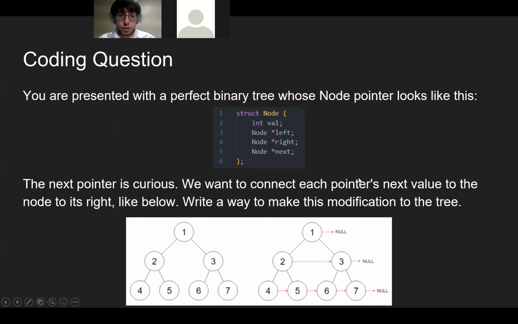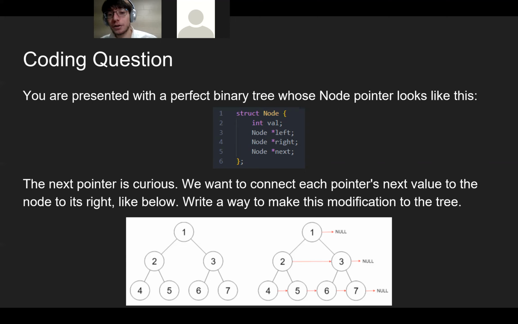So now let's look at a coding question. For a coding question, you're presented with, let's just do this coding question, right? We're presented with a perfect binary tree whose node pointer looks like this. You have a node, it has a value, it has left and right. So far, up until line 5, just a normal node class. But then there's a next pointer, line 5. So what does that mean?